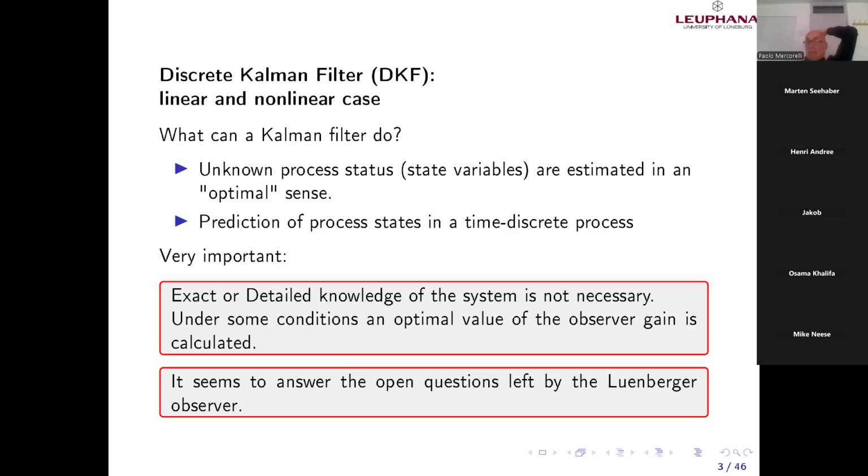As I told you, we have extremely many variations of the Kalman filter. Okay, very important. You can see at the end here that a precise or detailed knowledge of the system is not necessary. As I told you, under some conditions, an optimal value of the observer gain is calculated. This means we have an optimal estimation. We will see what the minimal gain is, and this is a fundamental element.